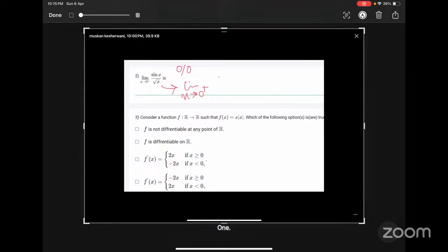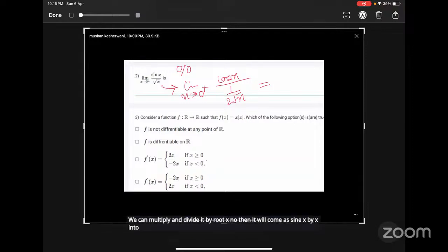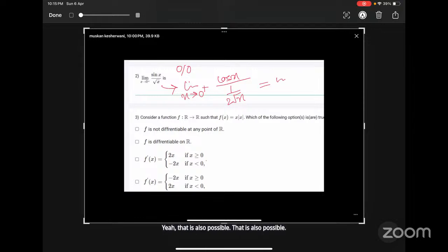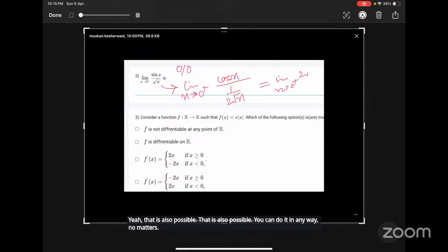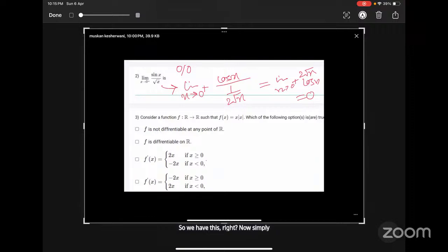So this will be cos x. And what is the derivative of root x? 1 by 2 root x. We can multiply and divide it by root x, no? Then it will come as sin x by x into root x. Yeah, that is also possible. You can do it in any way, no matter. So we have this, right? Now simply put the value 0 and this will be that.